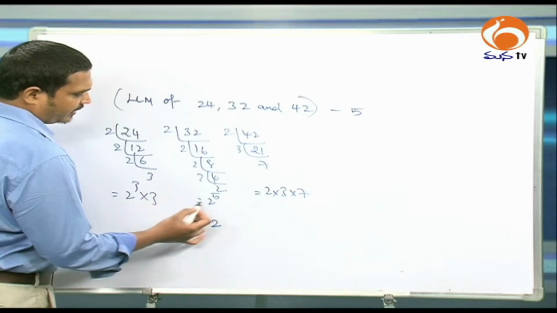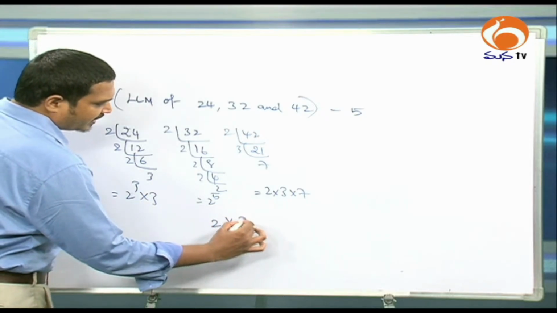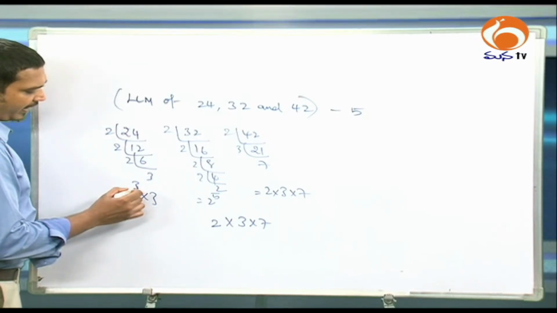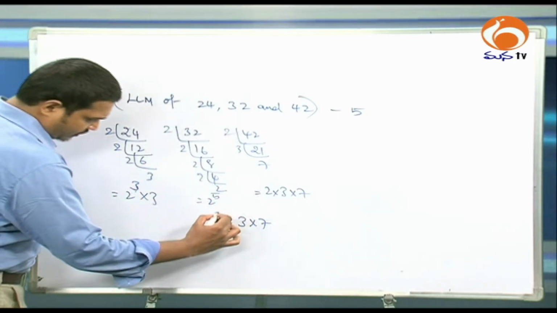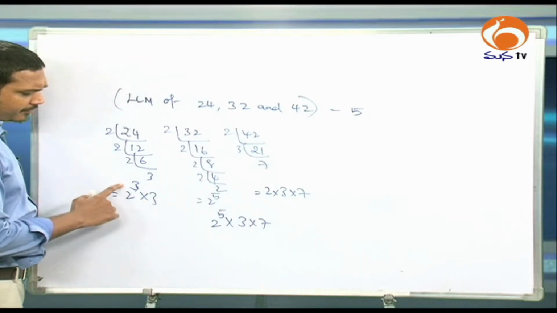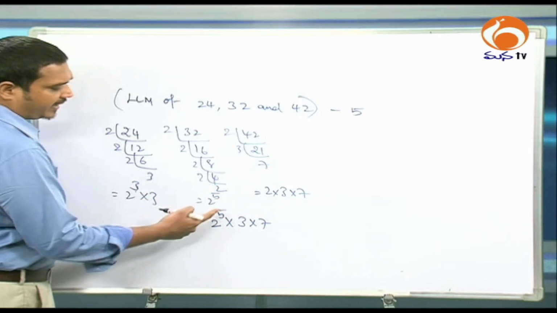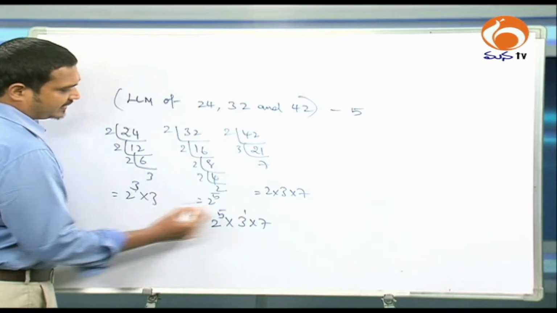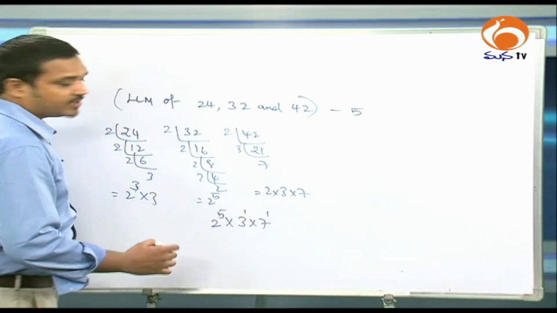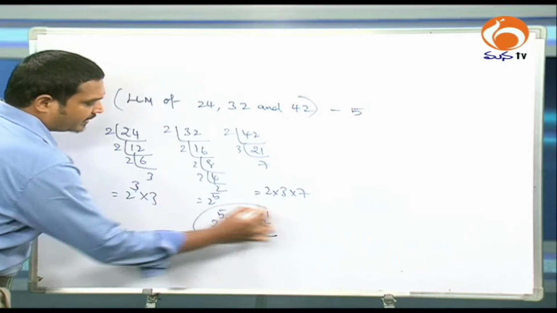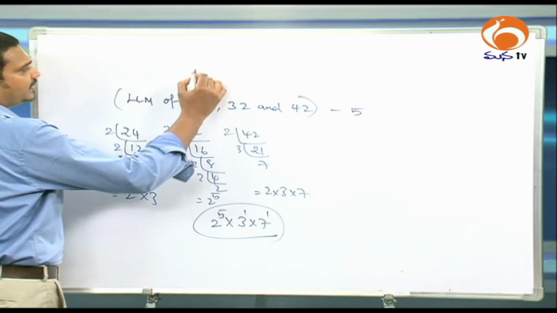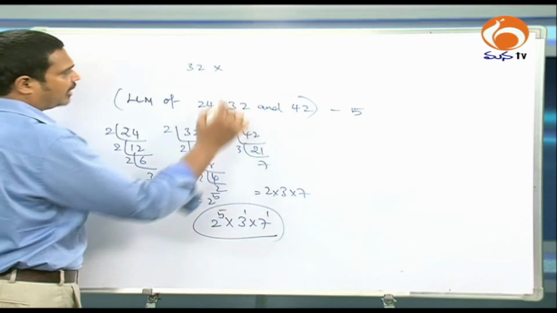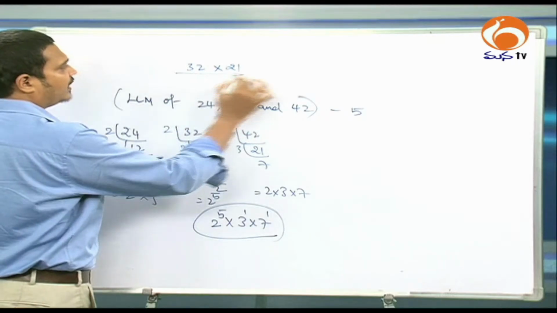So 2 power 3, and 2, 3, 7 are the factors. Guys, I repeat, 2, 3 and 7 are the factors. Now the highest power of 2 is 5. Am I right? 2 power 3, 2 power 5, 2. So it's 2 power 5. And for 3, the highest power is just 1. And for 7, the highest power is just 1. So the LCM is going to be 2 power 5 into 3 into 7. 2 power 5 is obviously 32, and 3 into 7 is 21. Now this is the LCM.